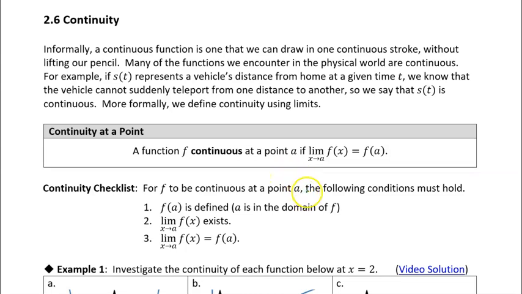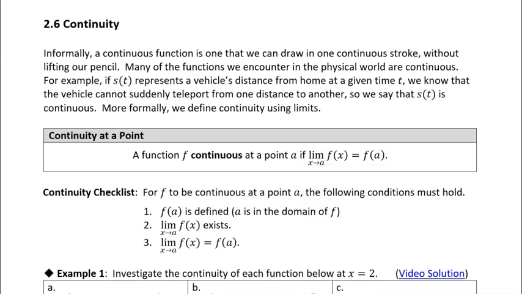And there's a checklist here for determining whether a function is continuous. First of all, f of a has to be defined. The limit as x approaches a has to exist, which means that the limit as x approaches a from the left or the right has to be the same, and it has to be a finite number. And then the third criteria in the checklist is that the limit as x approaches a of f of x has to be equal to the value of the function at that point.